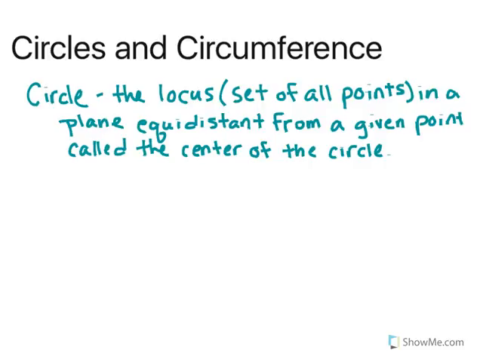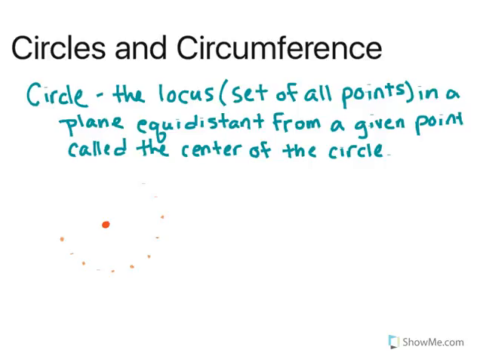So basically what this is saying is if I start with one particular point right here, I'm going to have that be my center of my circle. Then if I start creating points around it, this locus, and they're all equidistant, they're all the same distance, then what's going to happen is it's going to start creating what we know to be a circle.